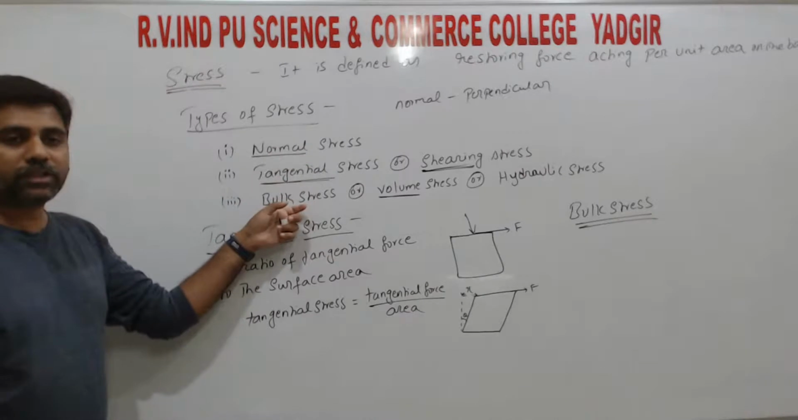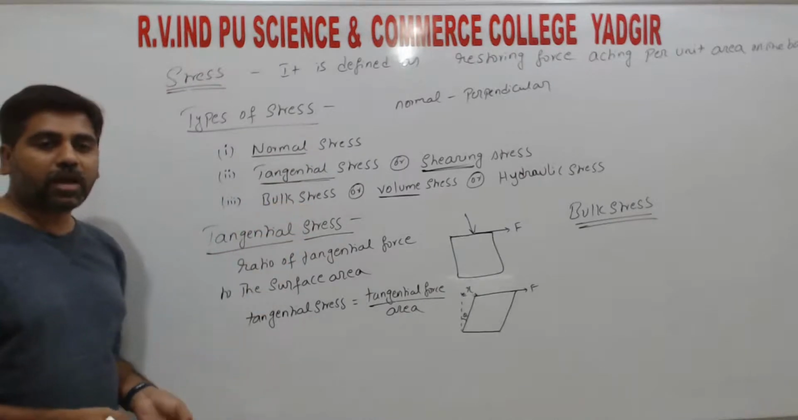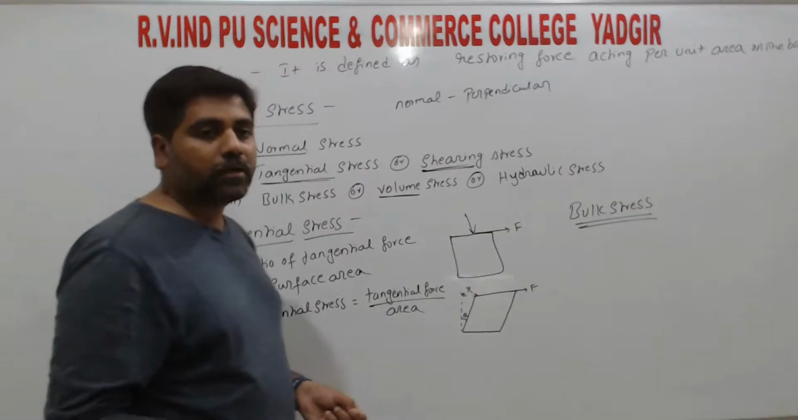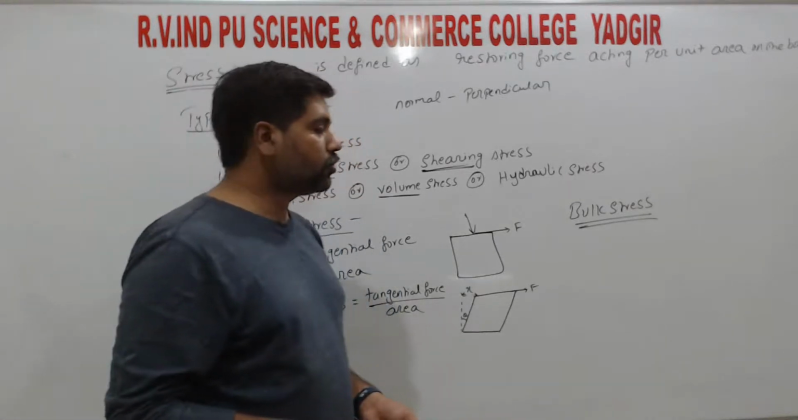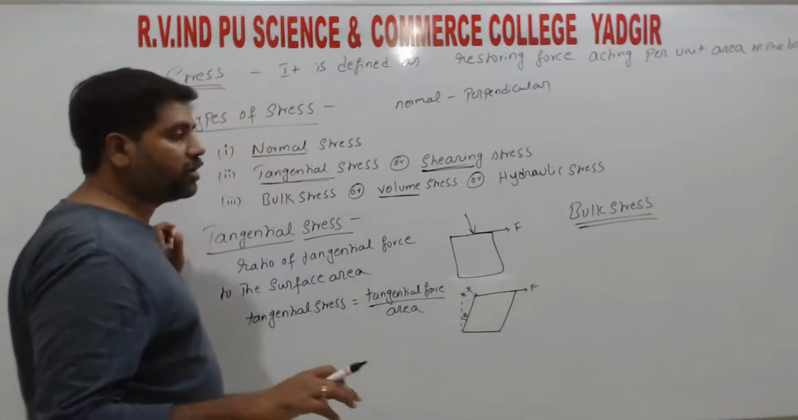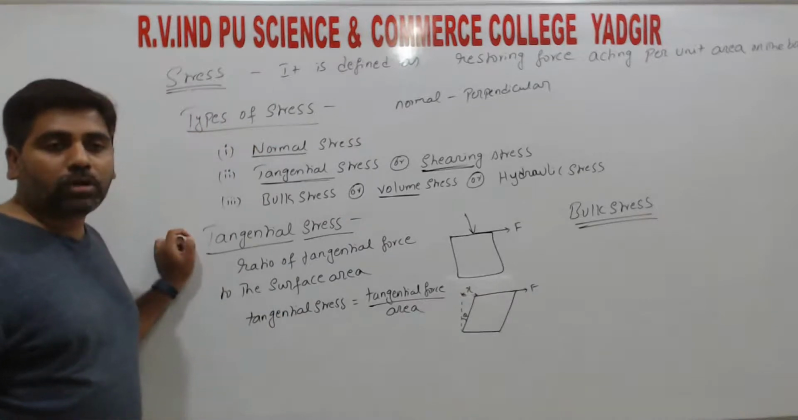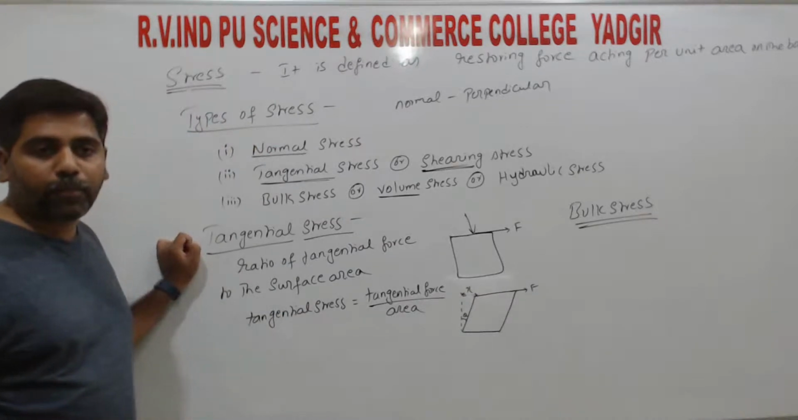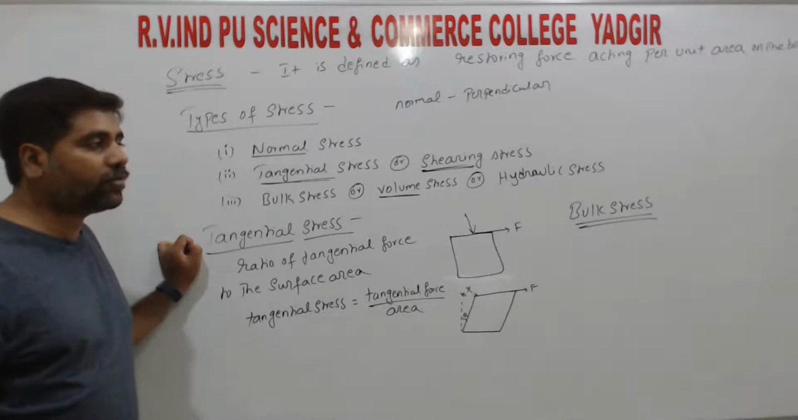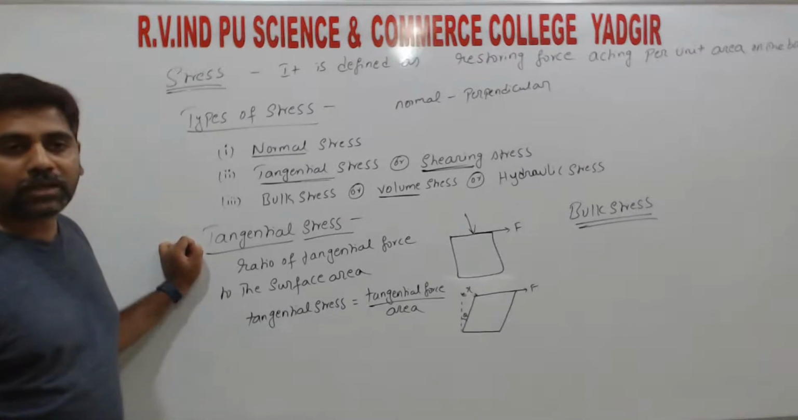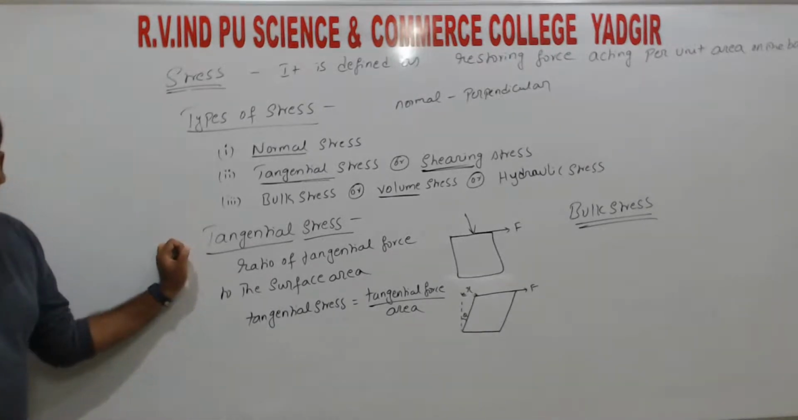So here volume stress means in all the directions we are applying the normal force. So it is the normal force, right? So the normal force which is acting onto the total surface area of a material, that type of stress we call bulk stress, right? So what is bulk stress?